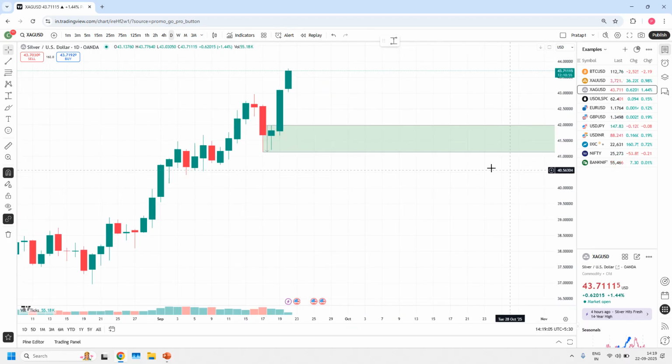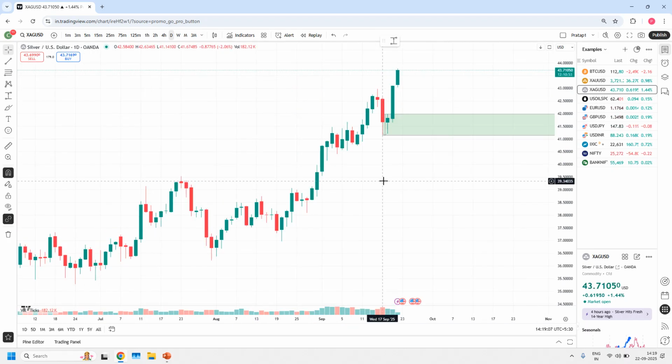But otherwise, the current trend in silver is uptrend. In an uptrend, the market moves very strongly. That is what we observed in silver, and we observed it in gold.